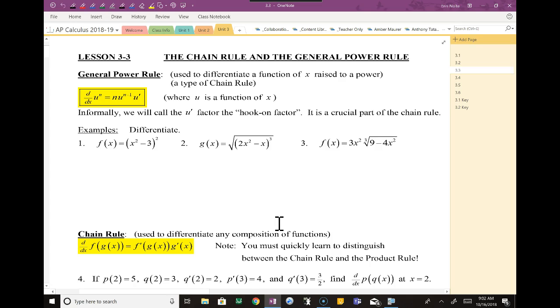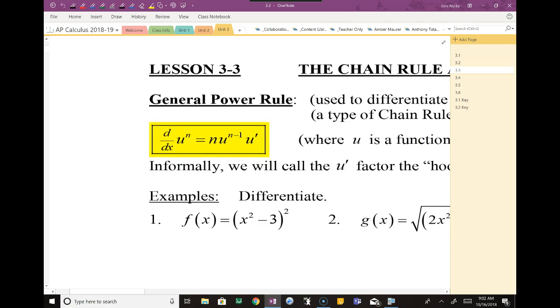Okay. The stuff. So the general power rule is used to differentiate a function of x raised to a power. It's kind of like a chain rule. The only difference is a chain rule is going to have a quantity that has an exponent. If you can see this notation, it's kind of interesting. The basic rule that we learned is you take the exponent, multiply by the coefficient in front, and then subtract one. The thing that's slightly different now is this times the u derivative.